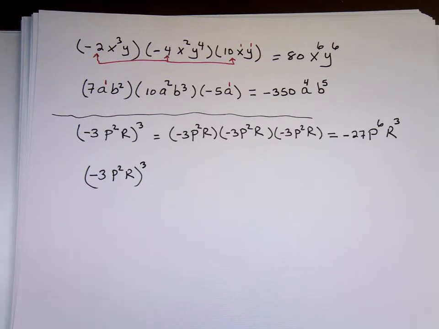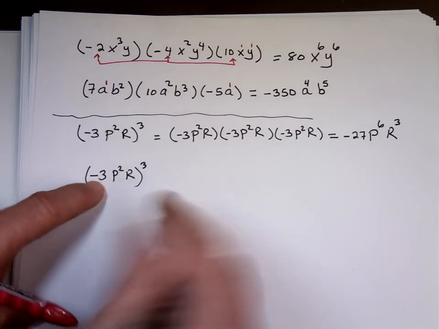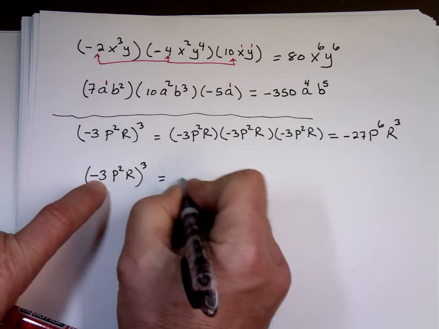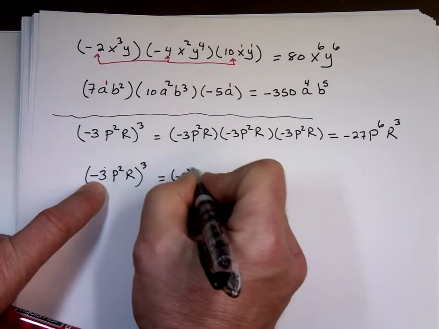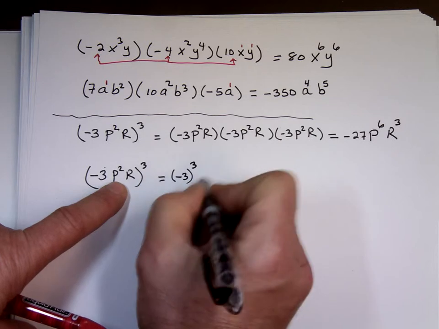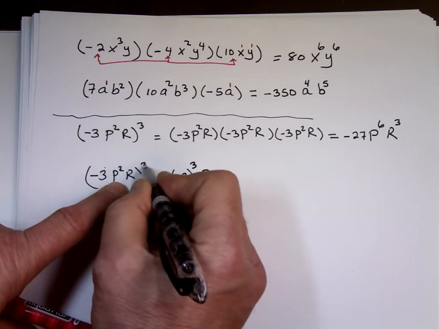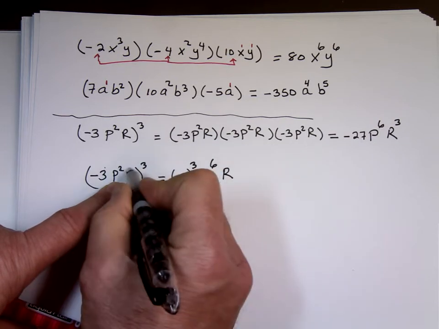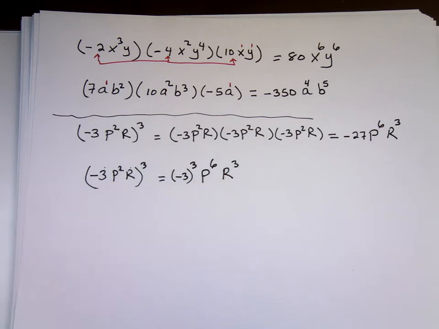The rule for power to power, what do you do? You multiply. So when you look at the negative 3 right now, what is the power of negative 3 as of now, before we do anything to it? 1. So that's negative 3 to the power of 1 times 3, which is what? 3. P to what power? 2 times 3, which is what? 6. And r to what power? 1 times 3, 3. So I get this piece and I get that piece.